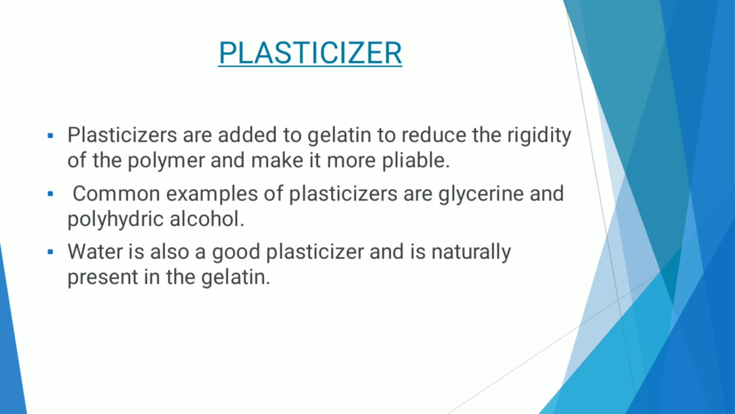Then coming to the next component, that is plasticizers. So plasticizers are added to gelatin to reduce the rigidity of the polymer and make it more pliable. Common examples of plasticizers are glycerin and polyhydric alcohol. Water is also a good plasticizer and is naturally present in gelatin.